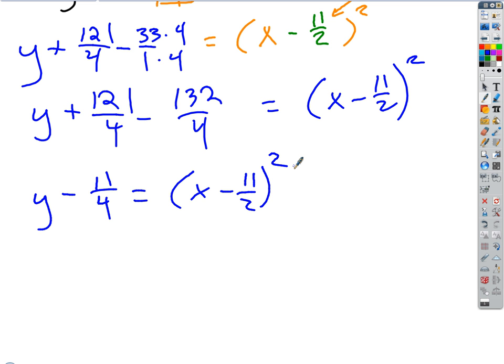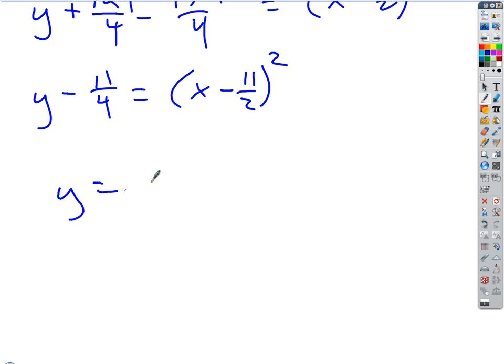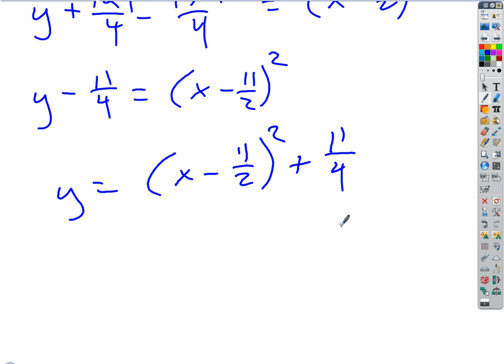Last step. Yeah, I just add 11 fourths to both sides and we got it. That's it, right? And it's in vertex form. So y equals quantity x minus 11 halves squared plus 11 fourths. So what are the coordinates to the vertex? Yeah, 11 halves is h. 11 fourths is k. Okay. All right, we're about there.